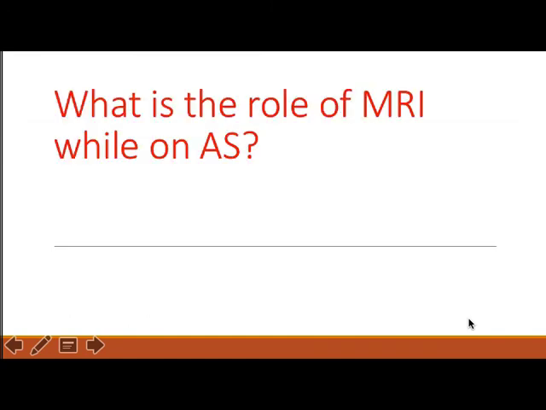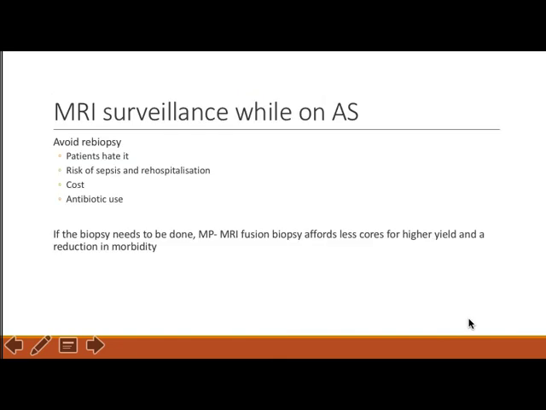So what is the role for MRI on active surveillance? To switch gears, as the Americans like to say. Avoiding rebiopsy. Patients hate it. Risk of sepsis, cost of biopsies, although you could argue that an MRI is quite expensive. Antibiotic use to cover biopsy and its resistance problems. And if the biopsy needs to be done, the fusion biopsy can afford less cores for a higher yield and potentially a reduction in morbidity, and that might be attractive to the patient and the clinician.